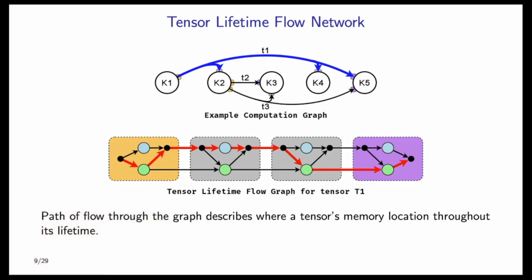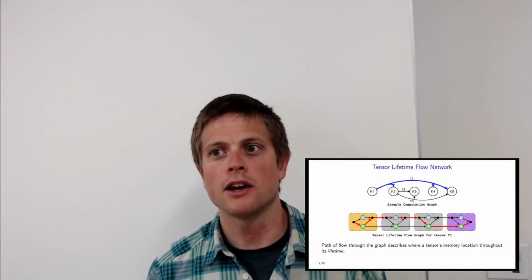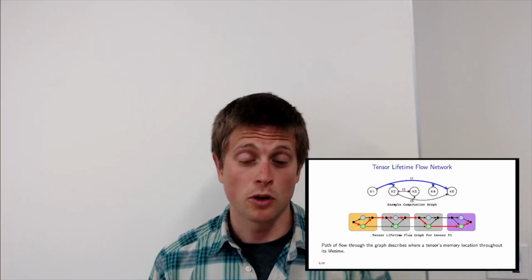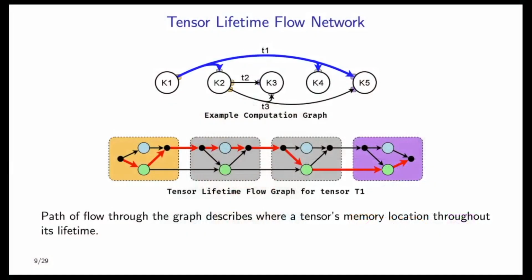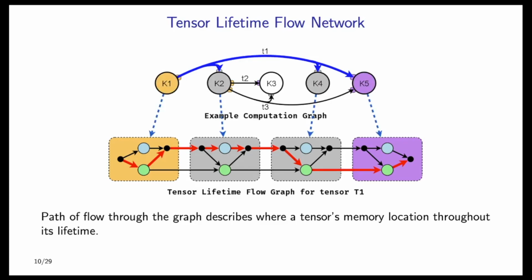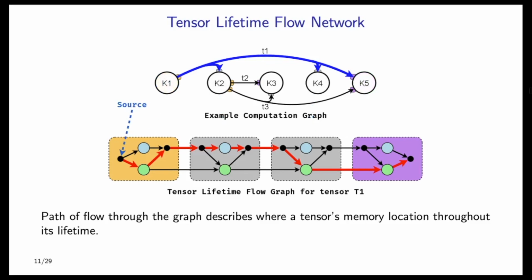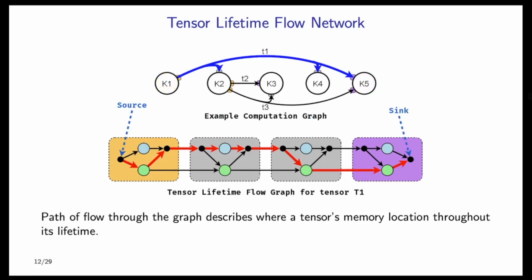Next, I'll describe how we model this as an integer linear program. One of the key transformations that we do is, for each tensor in the computation graph, we create a tensor lifetime flow network. What's shown on the slide is the tensor lifetime flow network for tensor T1 in this computation graph. For each kernel that uses tensor T1, we create a component in the graph. Now, this flow network has a single source on the far left and a single sink on the far right. All other nodes in the graph simply conserve flow.